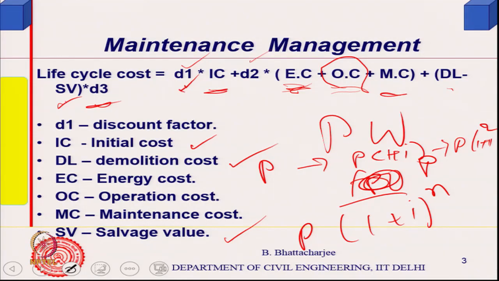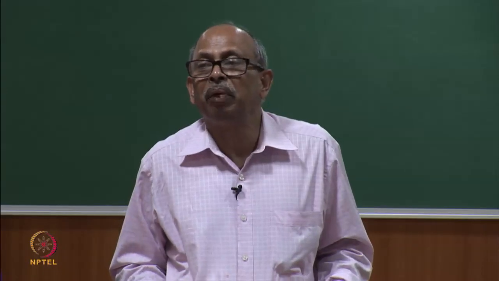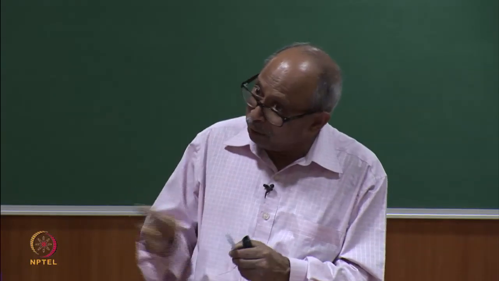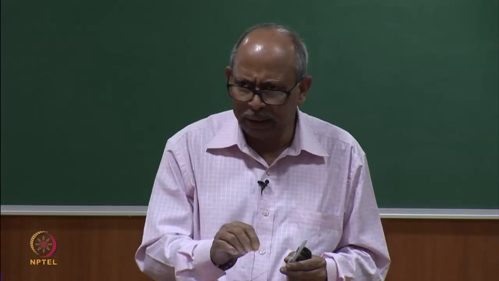In that case, d1 will be equal to 1, and the rest will be multiplied by some factor, and this factor, as I have simply done, is 1 by 1 plus I to the power n. This we can derive. I will not go too much into it, but I think I will require it, so whenever I require, I will come back to this. This is called the equal payment series capital recovery factor. It is a factor to take account of the interest. We will just do this little bit.